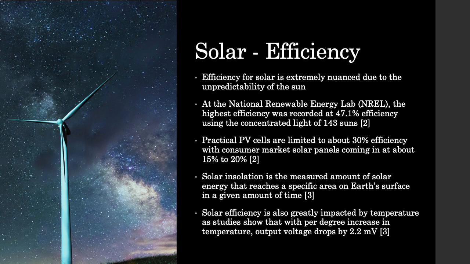Solar efficiency is also greatly impacted by temperature, as some studies show that per degree increase in temperature, output voltage can drop by as much as 2.2 millivolts. Overall, solar is the least efficient of the three energy technologies due to its meager 20% efficiency.